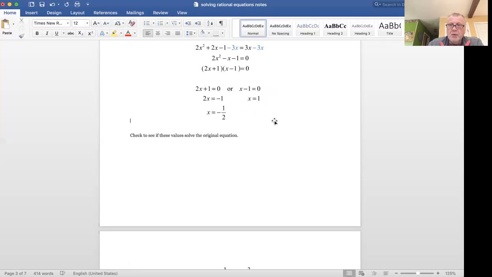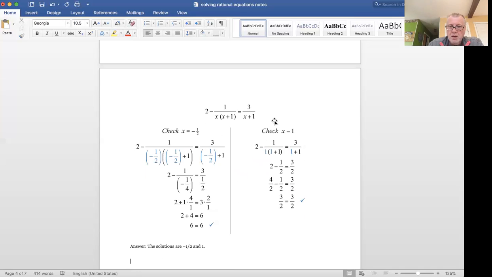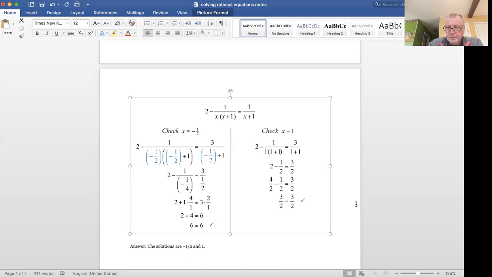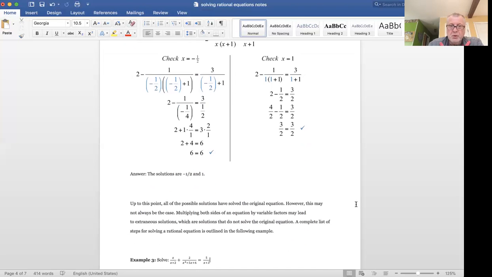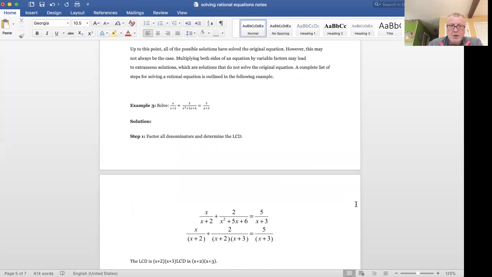Now, if we recall, were either of those a restriction? And the answer is no. The restriction was minus 1 and 0. Okay. So both are solutions. Let's take a look at another one.